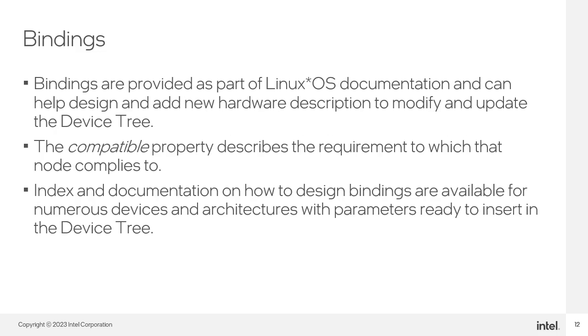Bindings are provided as part of the Linux OS documentation and can help design and add a new hardware description to modify and update when added to the device tree. The compatible property describes the requirement to which that node complies. It helps the OS determine which device driver to use and the needed attributes of the device being described as a new element in the device tree.